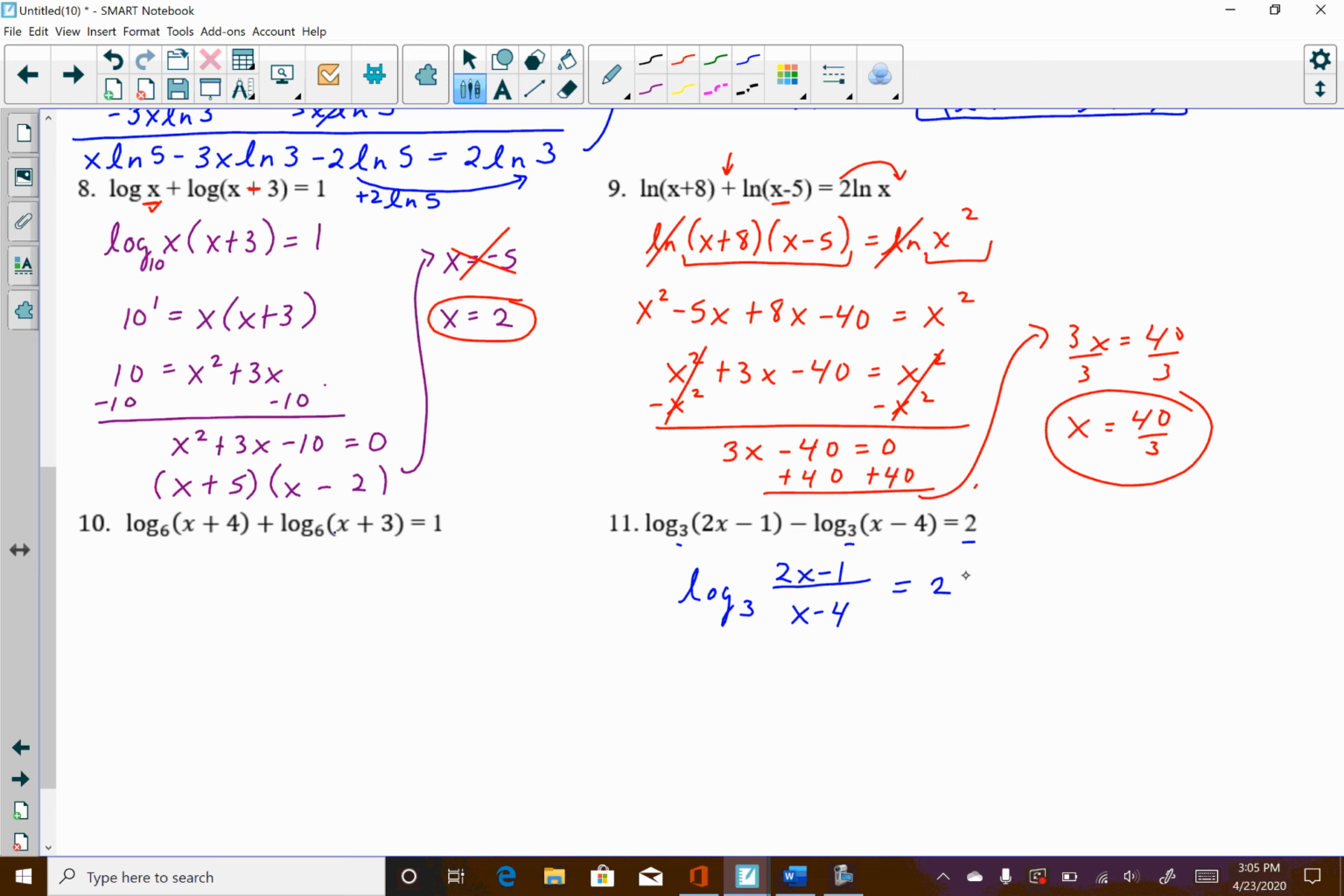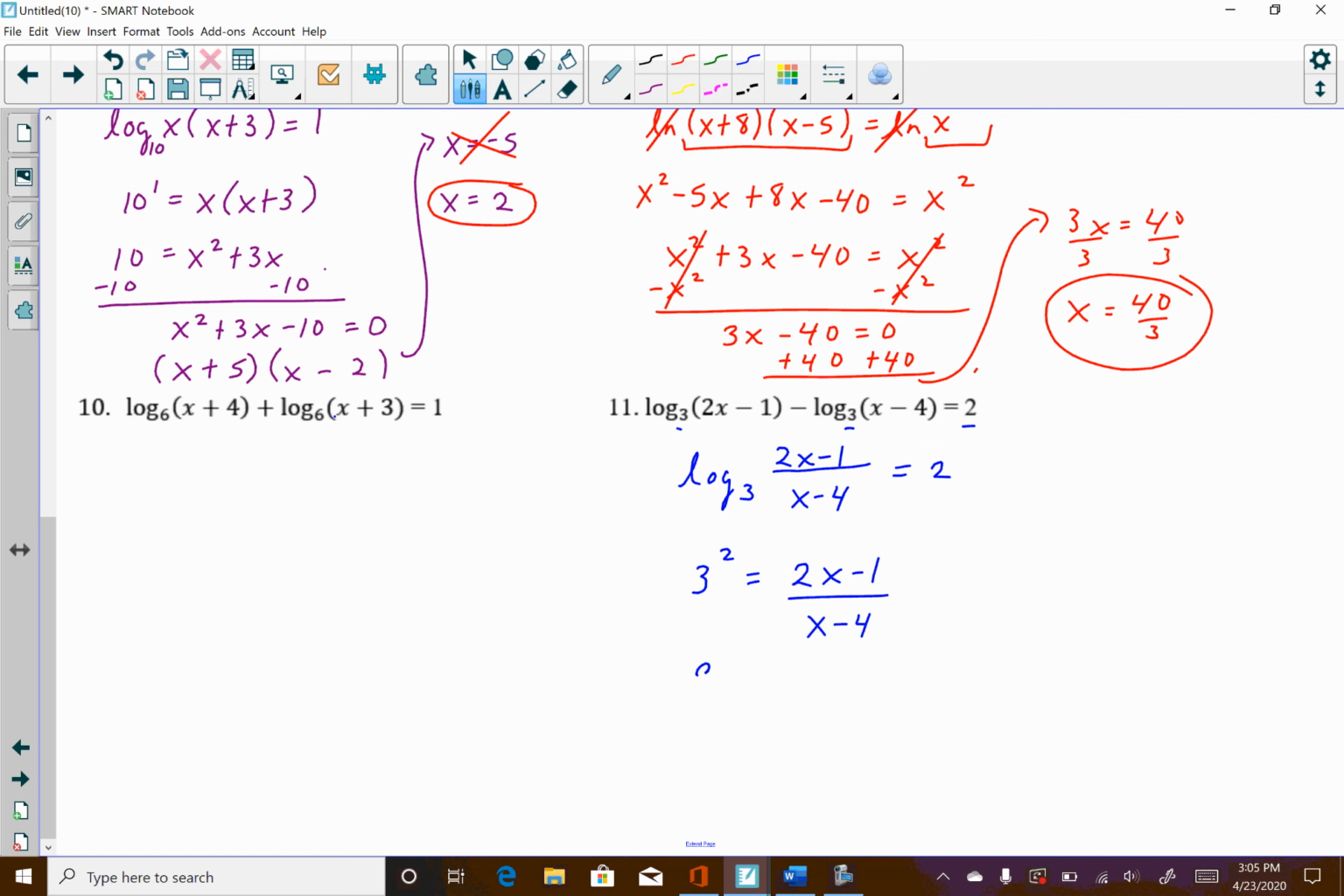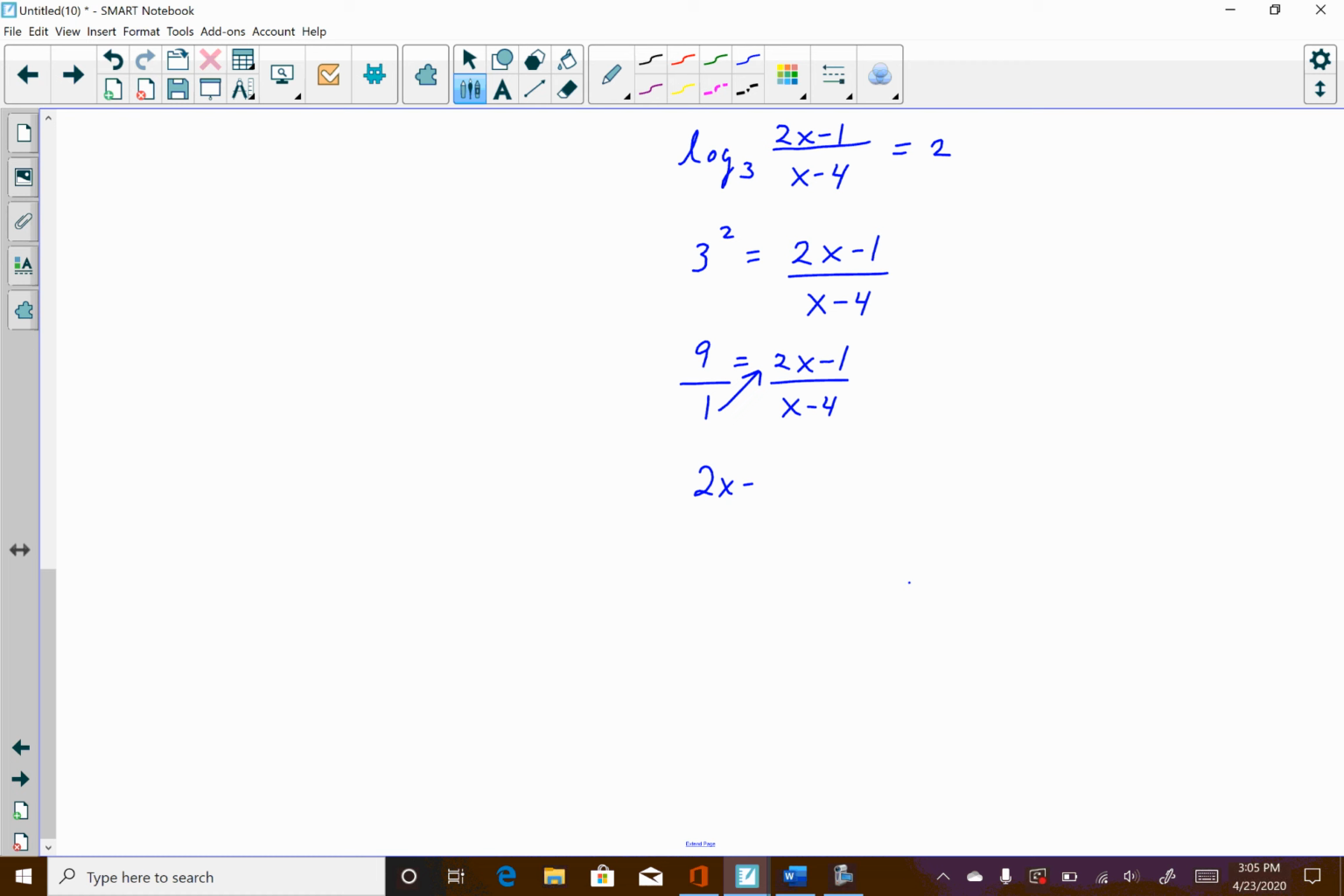Now I'm going to go from logarithmic to exponential form. Base 3 raised to the right-hand side, 2, equals the argument, 2x minus 1 over x minus 4. Of course, we know 3 squared is 9, equals the 2x minus 1 over x minus 4. We could just put a 1 underneath that one and cross multiply. So 1 times 2x minus 1, that'll give me 2x minus 1. 9 times x minus 4, distribute, so 9x minus 36. I like to take care of my x's, my letters next, so between 9x and 2x, 2x is smaller, so I subtract it from both sides.